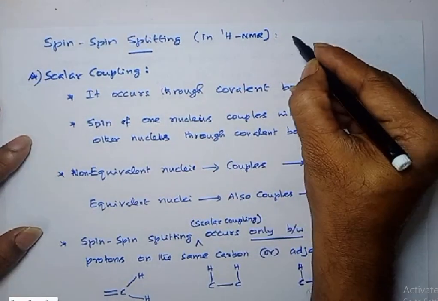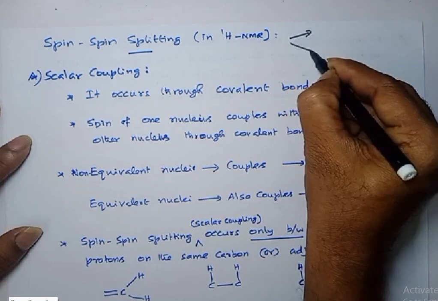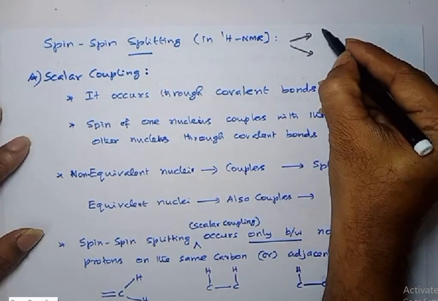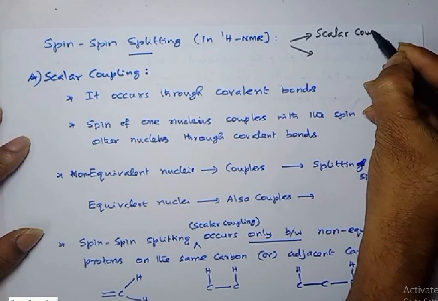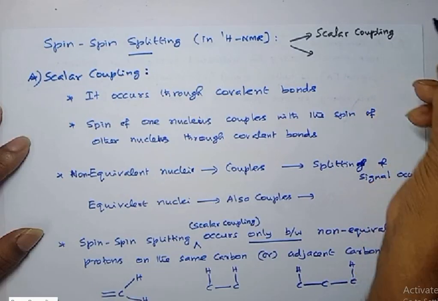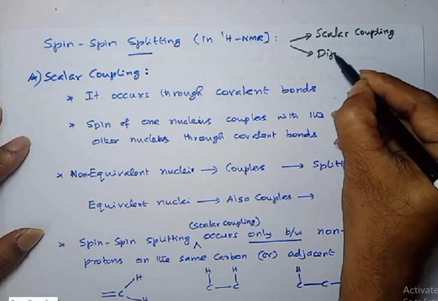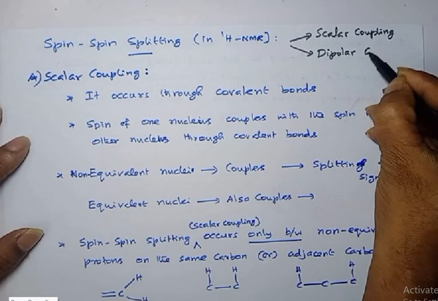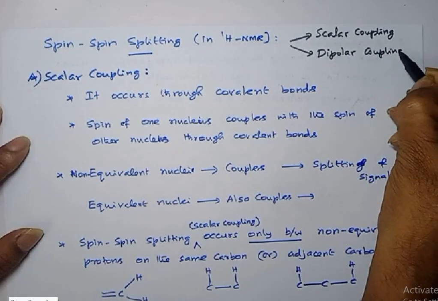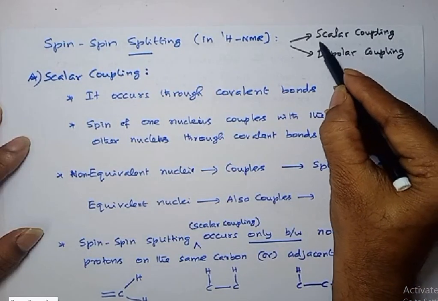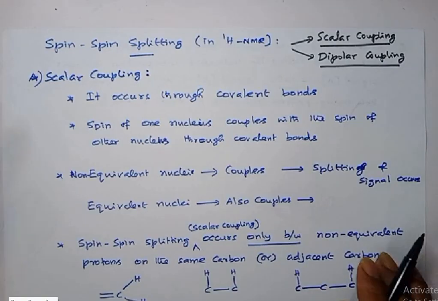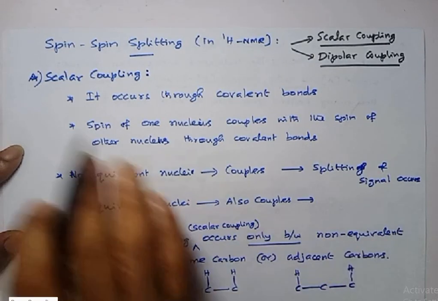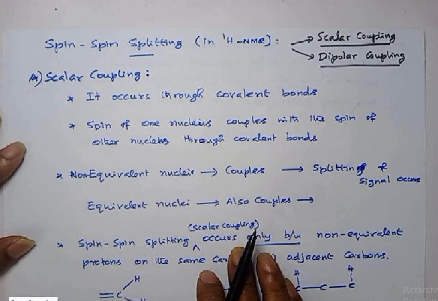So in spin splitting, remember there are 2 types. What are they? One is called scalar coupling. The other one is called dipolar coupling. Scalar coupling and dipolar coupling. First we'll discuss scalar coupling, then we'll discuss dipolar coupling. Okay, what is scalar coupling?